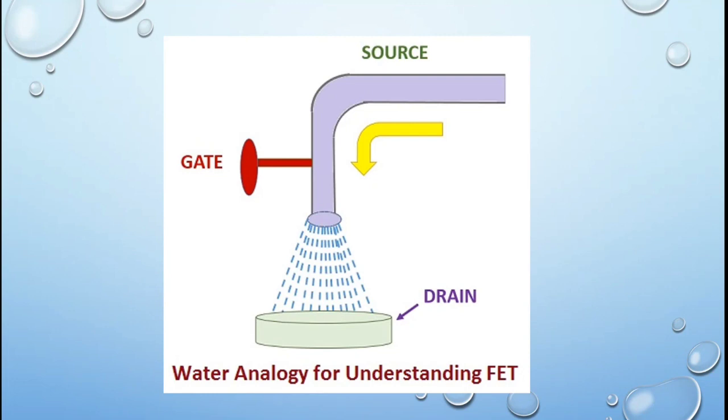Field effect transistor means you have to compare it with the water tap. The water source is the water that comes from the tank. Then the gate: we can control it, tighten the gate valve, so we will control the flow of water. That's the mechanism we are using in the field effect transistor. The drain, as usual, will collect the current. Here the drain collects the water. This is the comparison.